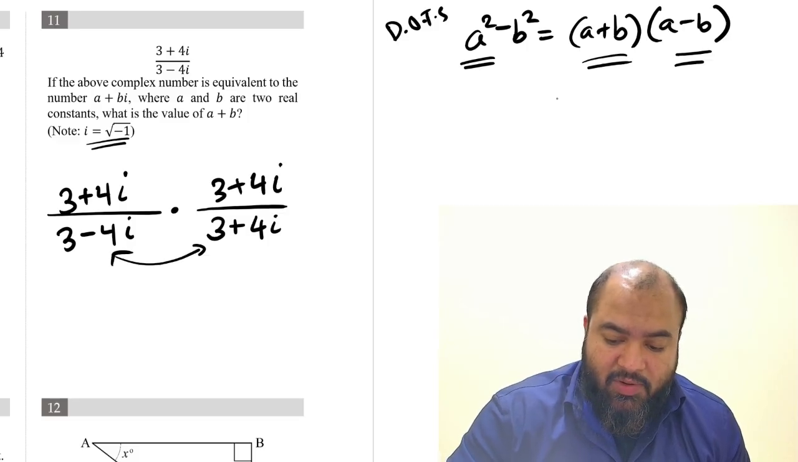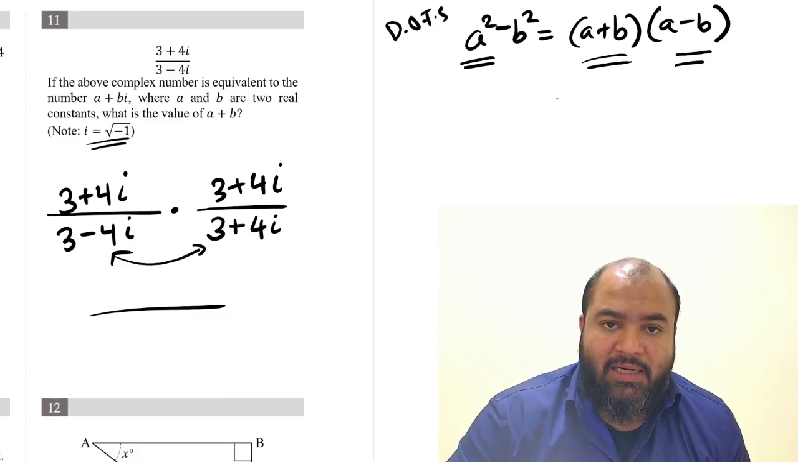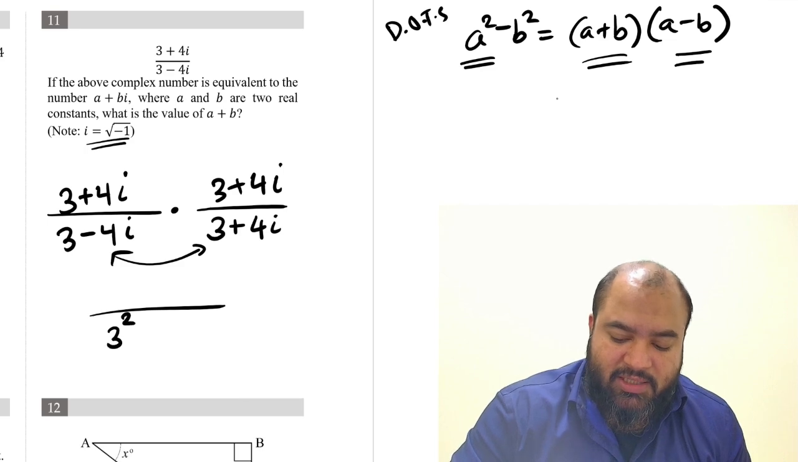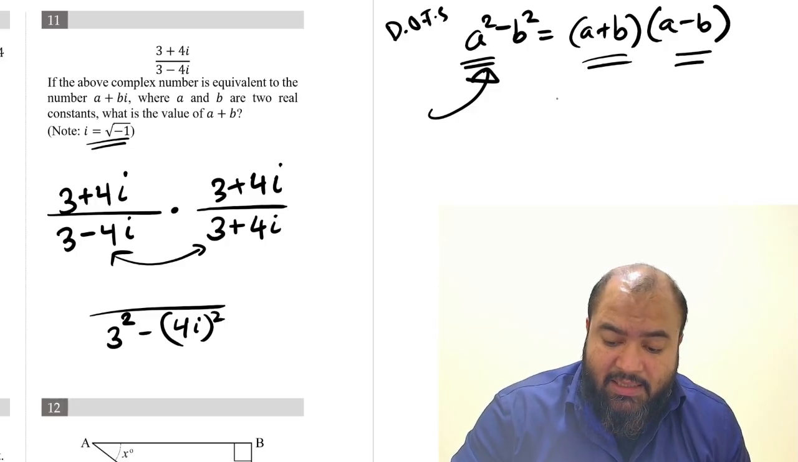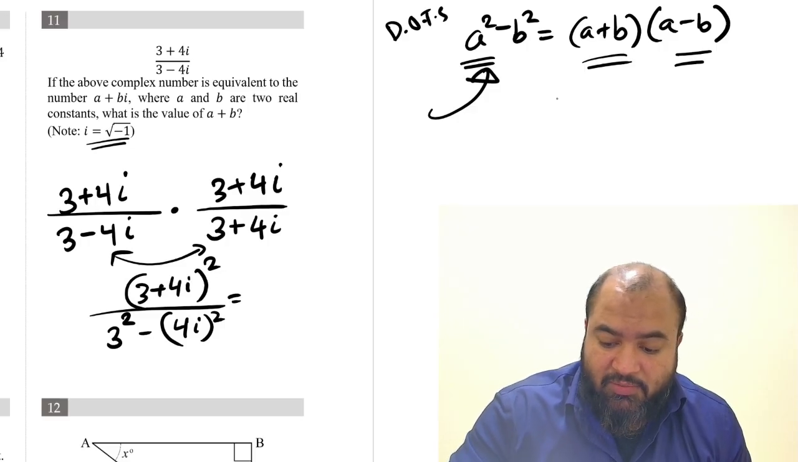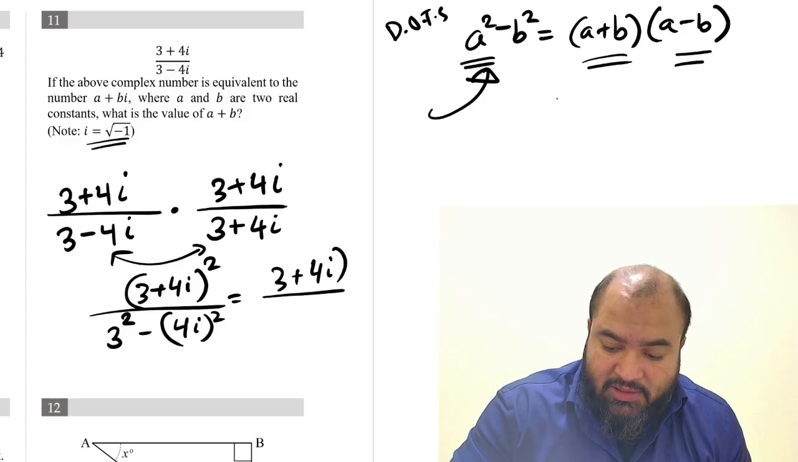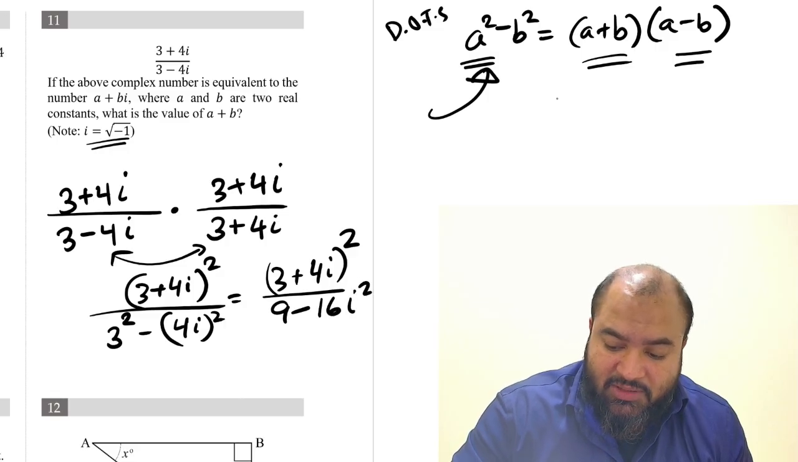Because the bottom, remember we don't want square root in the denominator. So bottom we have a minus b, a plus b. So 3 minus 4i, 3 plus 4i. So I can write it as 3 squared minus 4i squared. Remember from here, this reference. Now that's going to be 9 minus, on the top is just 3 plus 4i, 3 plus 4i. So same, so 3 plus 4i squared. We'll come to it later. So 3 plus 4i squared on the top. On the bottom, 9 minus, that's 4i, 4 squared is 16i squared.